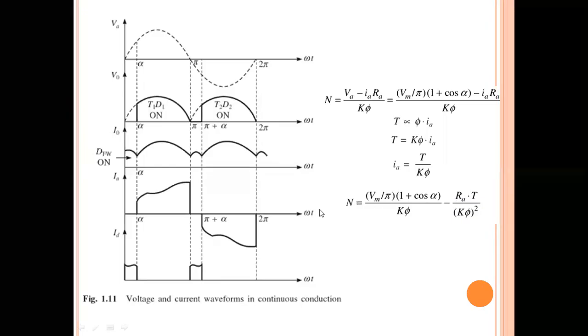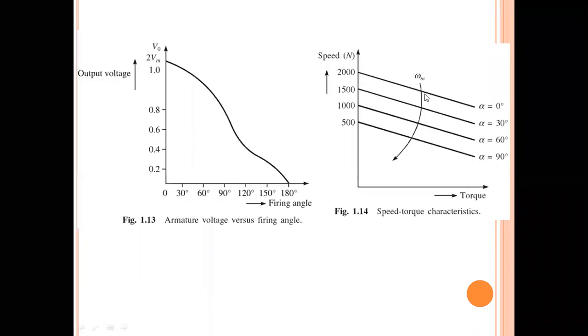Similarly, the speed is directly proportional to the torque, but with a negative slope. Here in the torque term, the slope is negative. You can see here, negative slope means a decaying line, and it is proportional. That's why it is a linear line. So for different alpha values, these are the different speed torque curves.